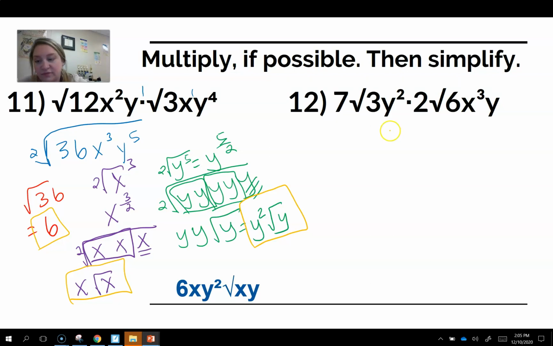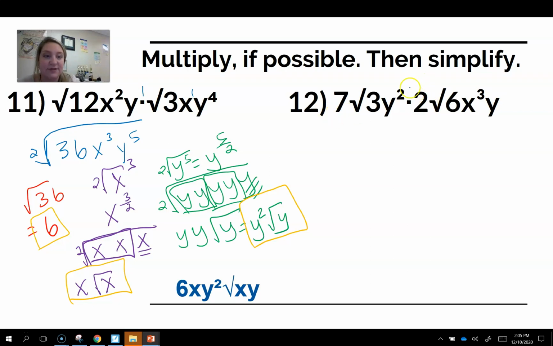Number 12. With number 12, now we have a coefficient outside of our square roots. So we have 7 times the square root of 3y squared, and we have 2 times the square root of 6x cubed y. So again, they're both square roots. That's what we look for first, so I can put this all together.